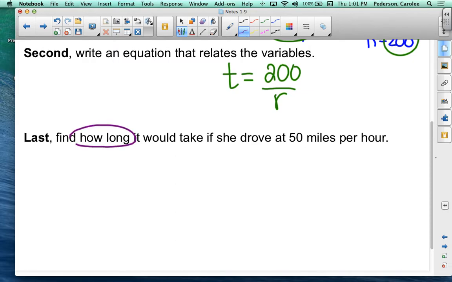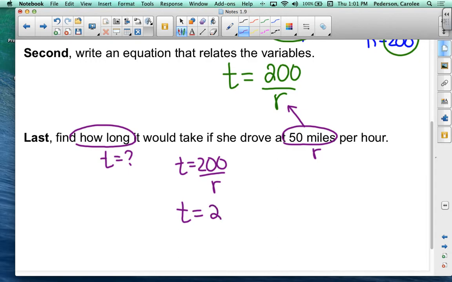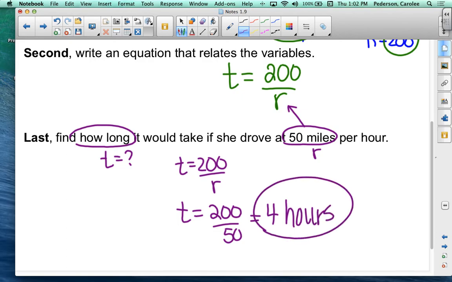How long, so that's our time, is unknown, will it take for her to travel 50 miles per hour? That's our r. So we're going to substitute the 50 in for r to find t. So I'm just going to rewrite that equation again one more time, what we found in the previous step. And we're going to substitute 50 in. So we take our 200, divide it by 50, and we get 4. And what that 4 represents is it takes her 4 hours at 50 miles per hour.